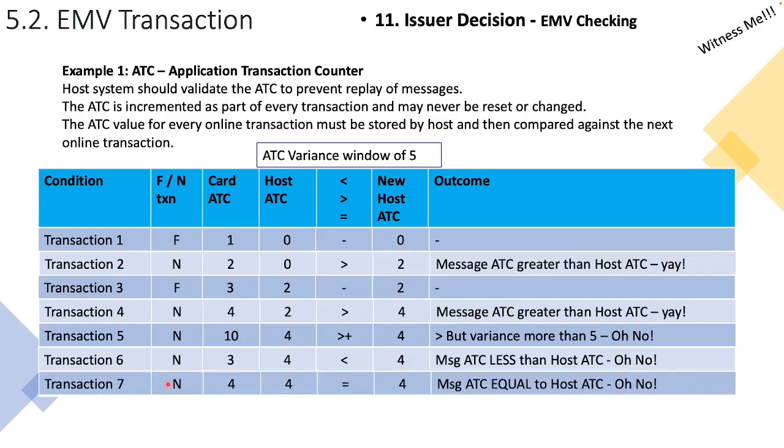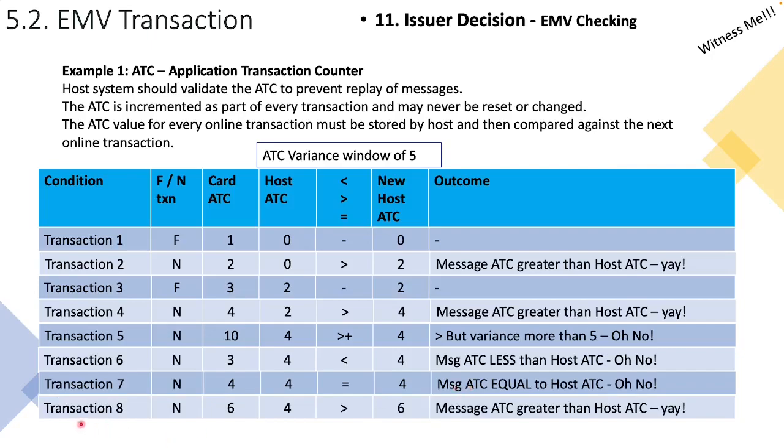Transaction 7 comes online. The card ATC is 4. The host compares the new card ATC with the existing database record and says it's equal to, which is a problem, because for every transaction the ATC has to increment. The new card ATC always has to be greater than the existing one. So in this case, it's equal to, once again a suspicious condition that the issuer should regard as suspicious and respond with a request for decline on the transaction.